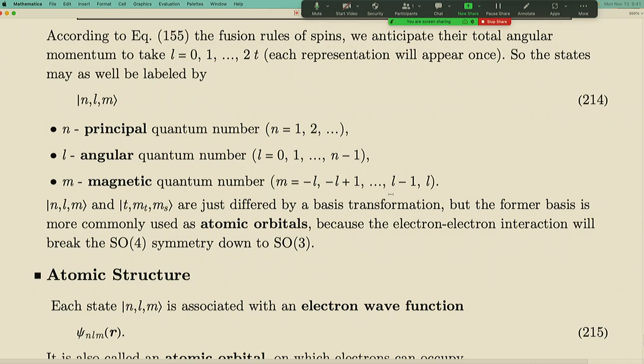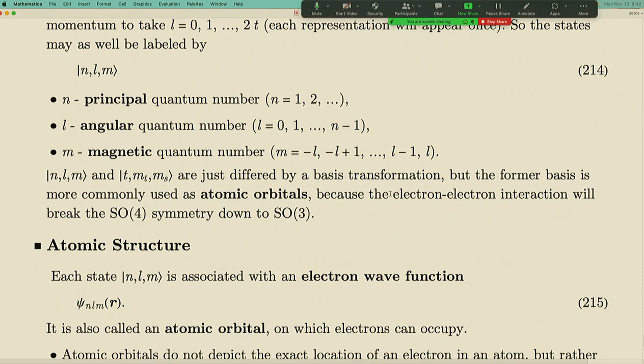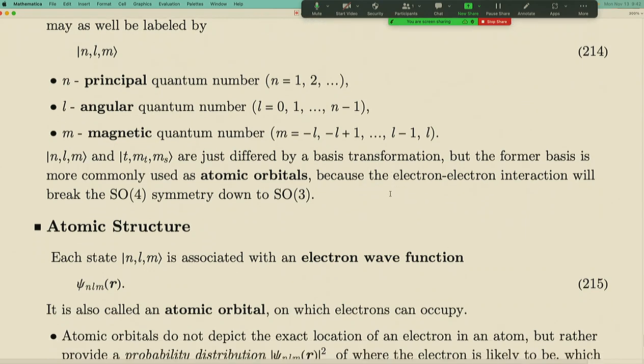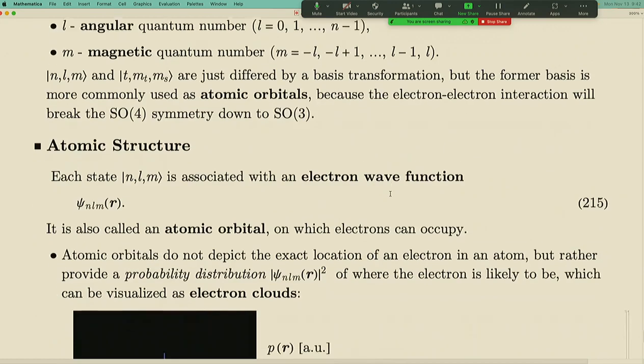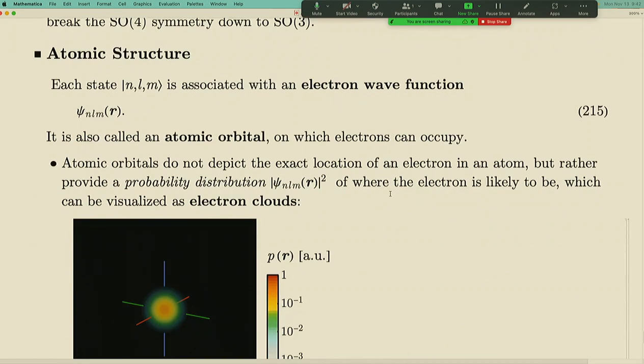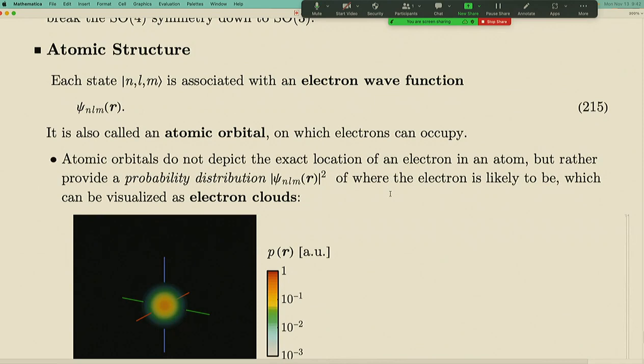So these quantum numbers are still good quantum numbers, meaning that they're still conserved for generic atoms. For the hydrogen atom, these two representations are equally good, but for other atoms, the first representation, NLM, is better. Okay, so that's what I want to talk about for this hydrogen atom, and then we can spend a little bit more time on the atomic structure.